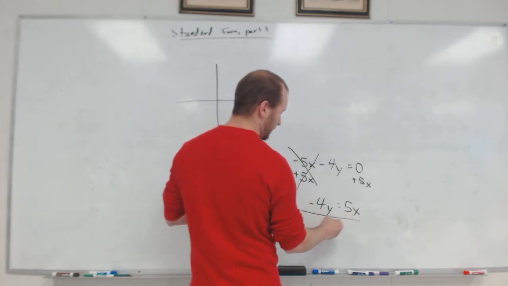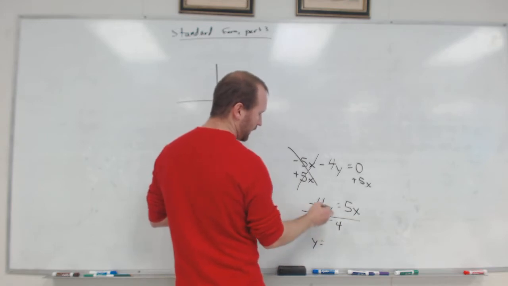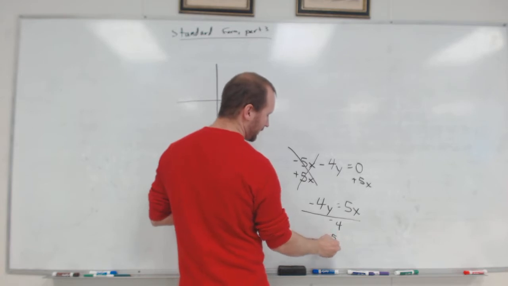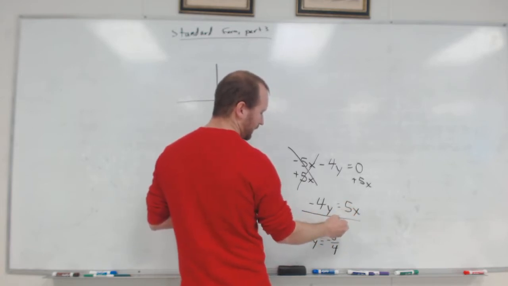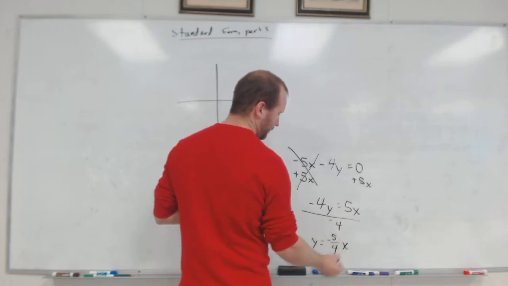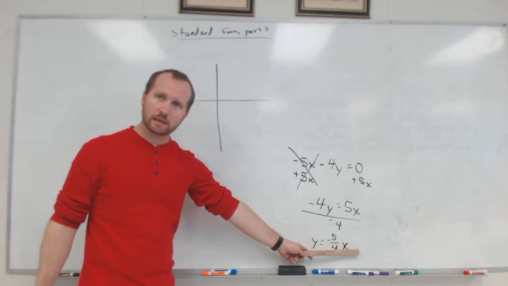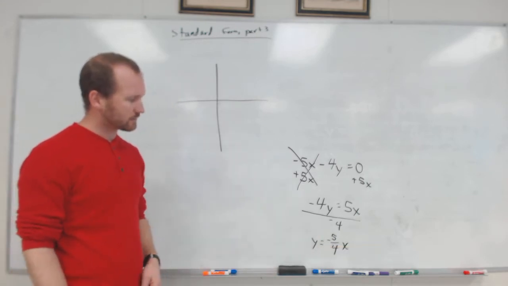Divide both sides by negative 4. So I then have y equals negative, not 4/5, but 5/4. So this number stays up top, this number goes down bottom, x. And I would think of that as plus 0. Okay? How can I graph this?